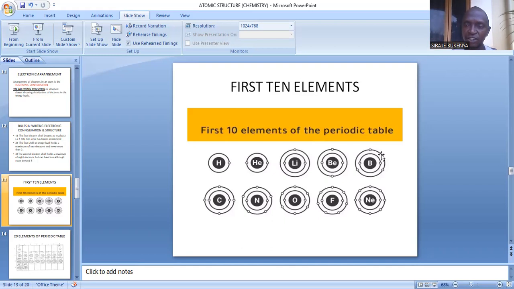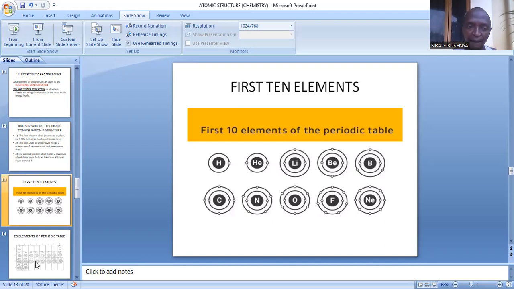Then you go to boron, fills 2, it goes on to the next, which is 3. Then you go to carbon, fills 2, then goes on to 4. Then nitrogen fills 2, then goes into 5. Then oxygen fills 2, then goes into 6. Fluorine fills 2, goes into 7. Then neon fills 2, goes into 8, which means the second energy level is complete because it has 8 electrons.